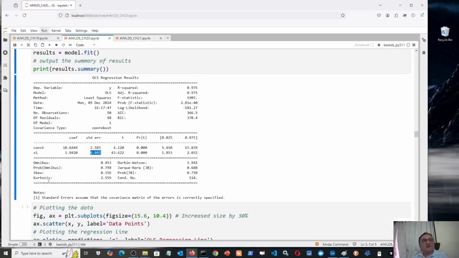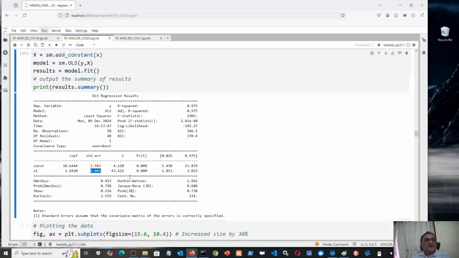What is this T and all that, we are going to discuss. What is omnibus? What is Q? What is kurtosis? All that we are going to do later on.